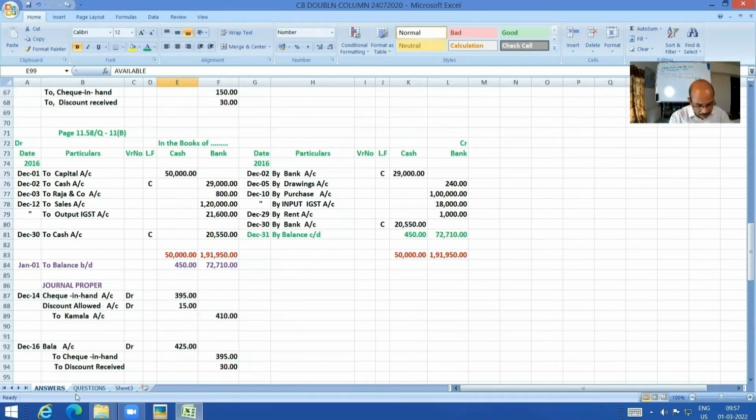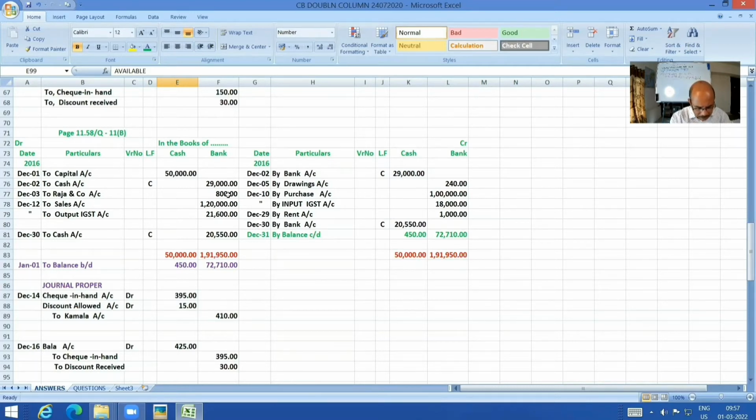Started business with cash, of course, to capital 50,000 in the cash column. Pays into bank, contra entry. You are an expert, so I'm not wasting much time on it. Bank to cash 29,000, cash by bank 29,000. Received check from Raja and Company 800, to Raja and Company 800.